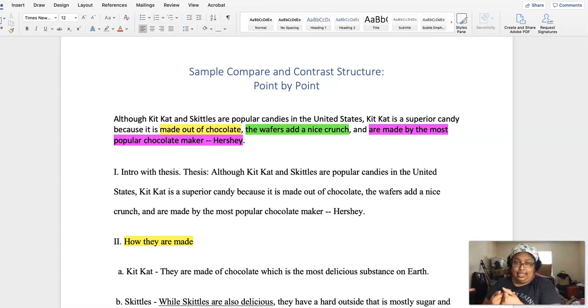I'm having a fantastic day, because I get to continue talking about structure, and specifically compare and contrast structure. Compare and contrast is one of those essays that, if you've never written it before, seems kind of overwhelming, kind of daunting, because it really combines creativity, or a form of creativity, with structure.